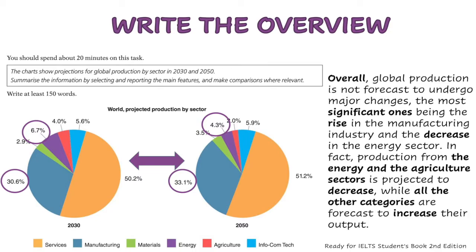In fact, production from the energy and the agriculture sectors is projected to decrease, while all the other categories are forecast to increase their output. So this is basically what I need to cover in this overview, whether there were significant changes or whether there will be significant changes in this case, since our time reference is future. And what are the sectors that will likely increase and which are the ones that will likely decrease their productivity?